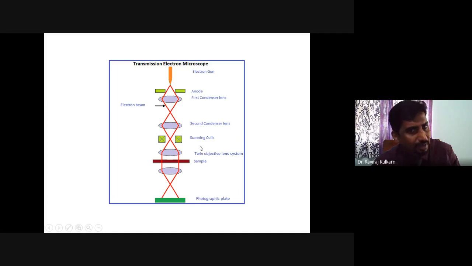Then we have scanning coils and objective lenses, which are the same electromagnetic lenses, where we keep the sample, and then the image is formed on the photographic plate or fluorescent plate. This is the structure. Everything I have drawn here is inside a vacuum chamber.